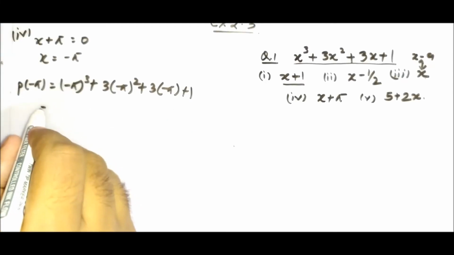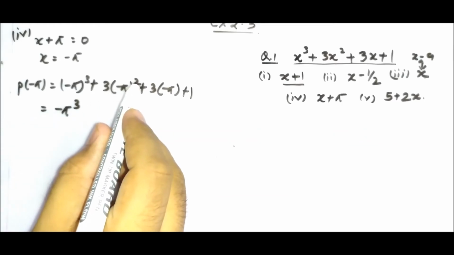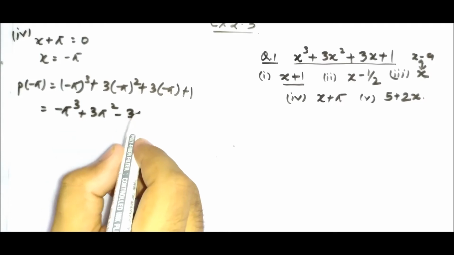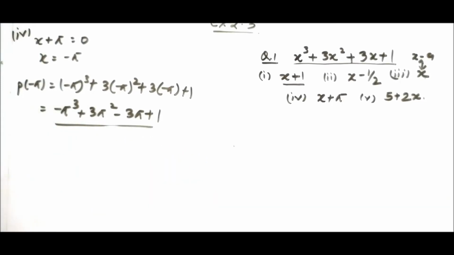Okay. Now minus pi cube is what? Minus pi cube only. Minus pi square is pi square, so that will be 3 pi square. This will be minus 3 pi plus 1. And this is only the remainder. We cannot further solve this, so this will be the remainder.